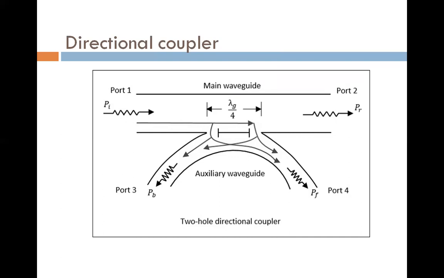Here we arrange two holes, and the distance between the two holes is lambda g by 4. So when energy goes to port 2, there is no phase difference. When energy goes to port 3, what happens? It faces a phase difference between the signals. So due to this phase difference, energy does not go to port 3. It has four ports, and the naming is: port 1 is the input port, port 2 is the direct port, port 3 is the coupled port, and port 4 is the isolated port.